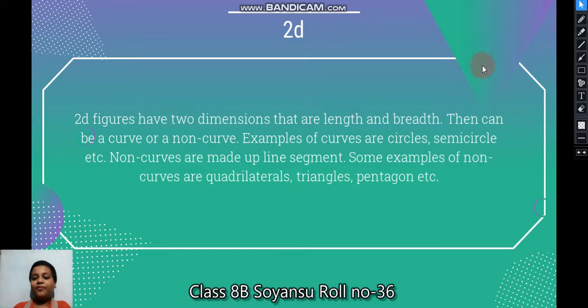2D figures have two dimensions. We have learned that 1D has only one dimension and 2D has two dimensions. They can be a curve or non-curve. A circle is a curve. A semicircle is also a curve. But triangles, pentagons, all these are non-curves because they are made up of pure line segments. Line segments do not have any curves. Remember that.